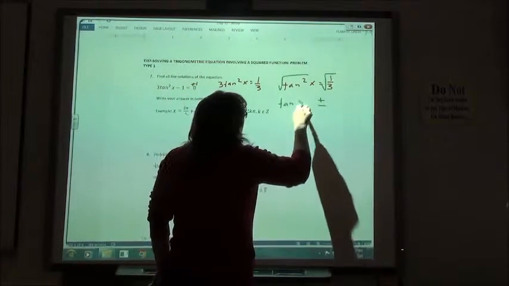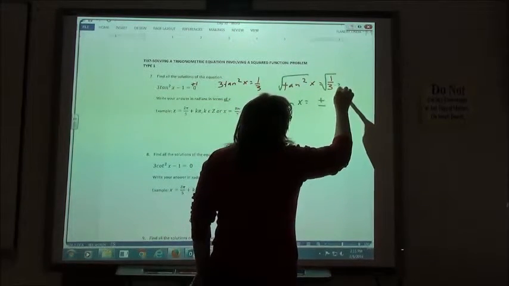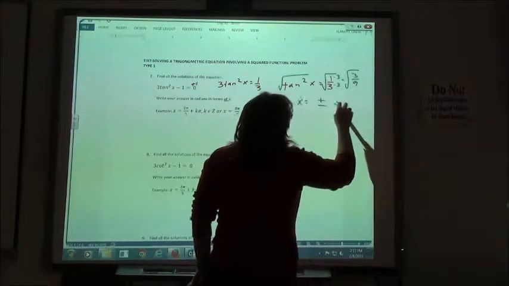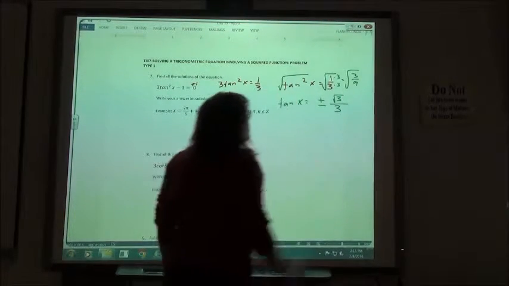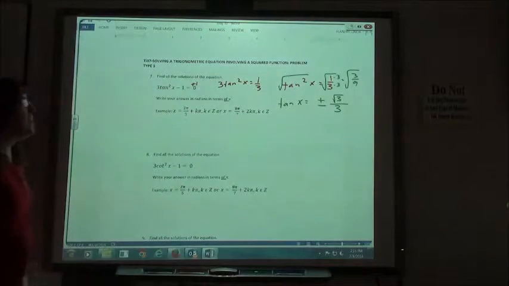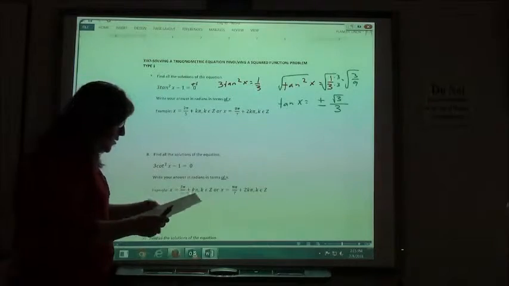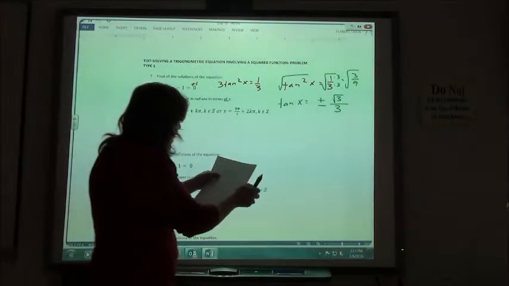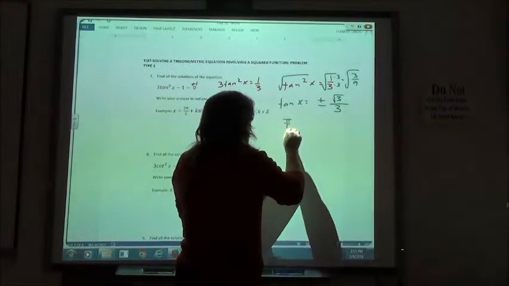So the tangent of x is going to equal plus or minus. I'm going to rationalize my denominator. So I would have 3/9. So I'd end up with the square root of 3 over the square root of 9, which is 3. So I have the tangent of x equals plus or minus the square root of 3 over 3. So if I grab my paper and I look under my tangent column, I have square root of 3 over 3 being at pi over 6.